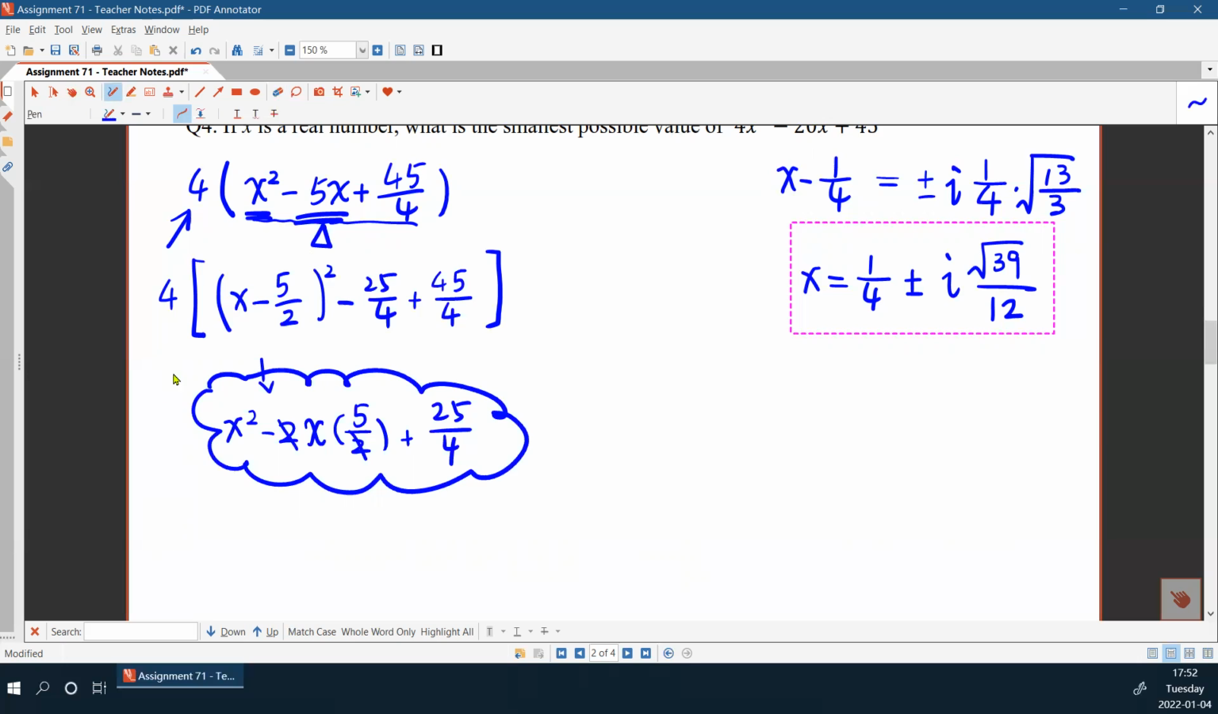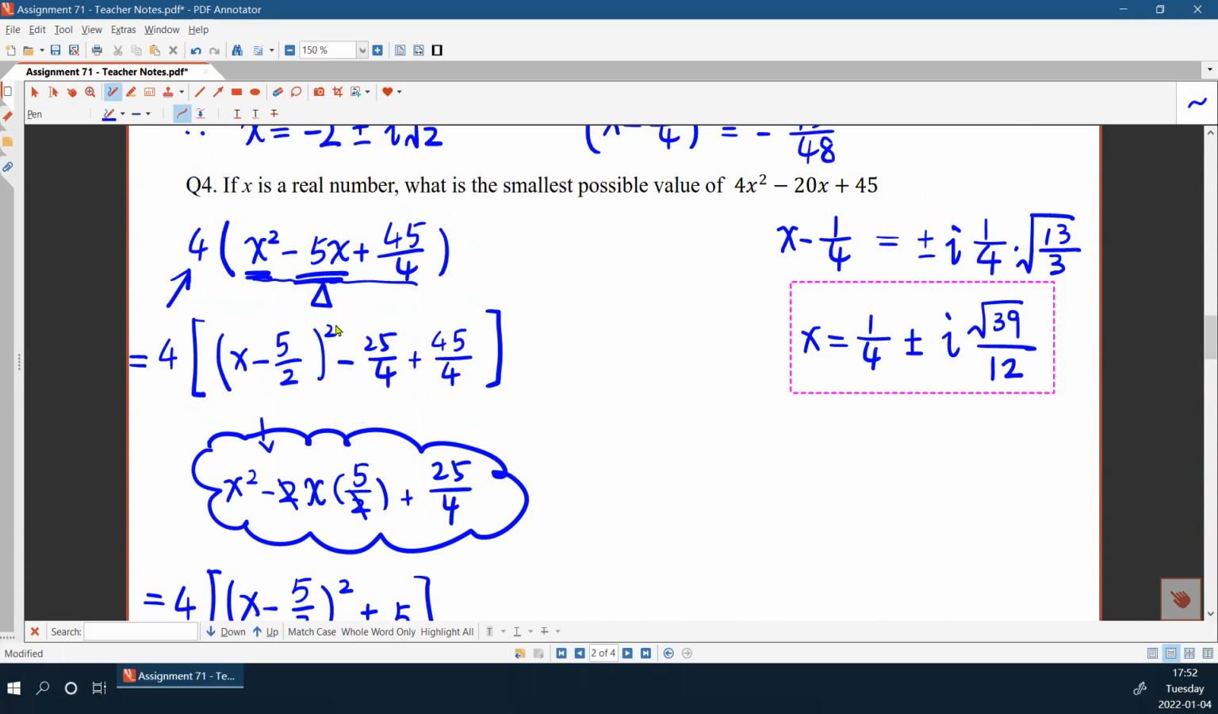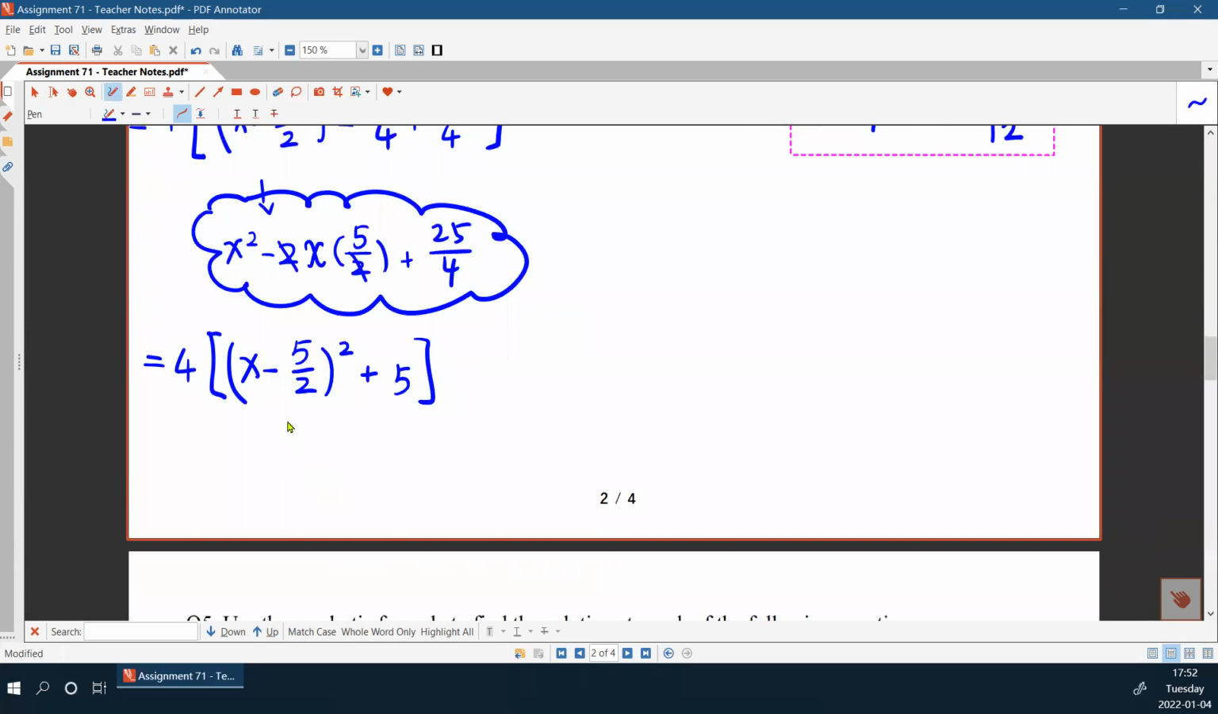Okay, so basically this is 4 times x minus 5/2 squared. Then combine the last two terms, which will give us 45 minus 25 is 20/4, right? 20/4 is 5. And now can you tell me what is the smallest possible value of this number?